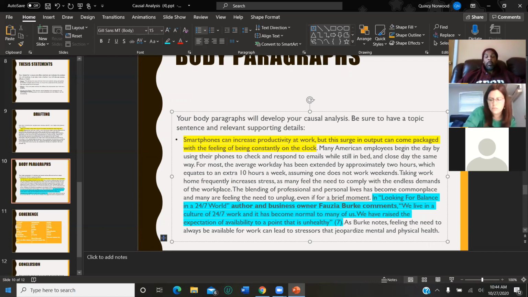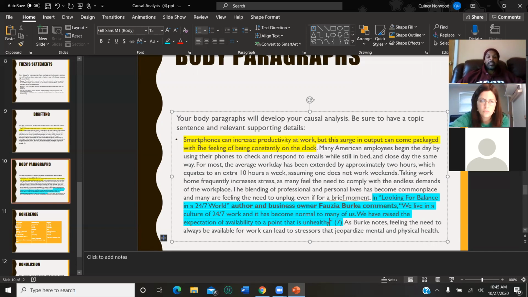More importantly, whenever you have a quote, or even if it's not a quote, maybe you have some statistic in your paper that you got from an outside source, that's fine, but always follow up with your own words. When you have quoted material, always follow up with your own words. As Burke notes, so really you're giving an explanation to the reader. As Burke notes, feeling the need to always be available for work can lead to stressors that jeopardize mental and physical health. One, maybe two sentences after you quote will suffice.